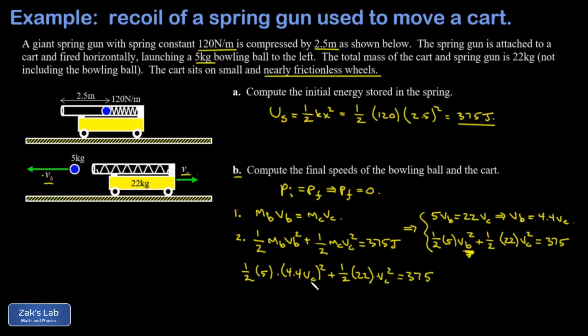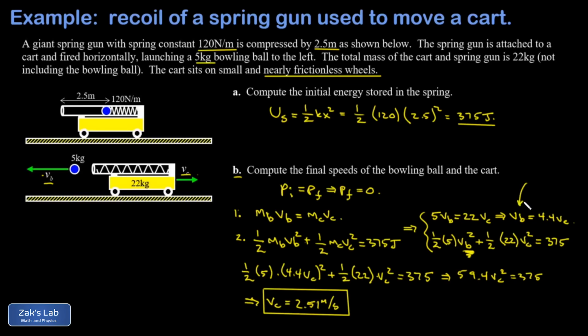So we can factor a VC squared out of the left side and combine all the constants. So I just take 1/2 times 5 times 4.4 squared, and then add 1/2 of 22, which is 11. And this gives me 59.4 VC squared is equal to 375. And so we divide by 59.4 and square root the result. To 3 sig figs, I get the speed of the cart is 2.51 meters per second.